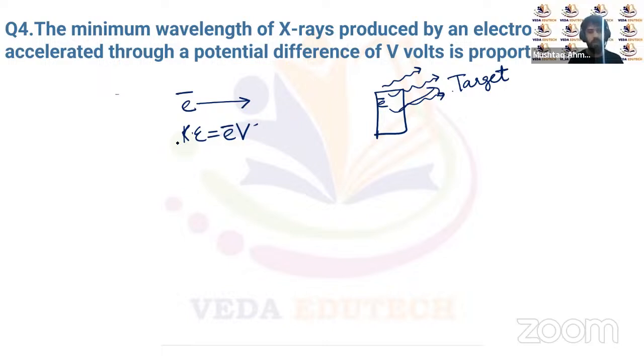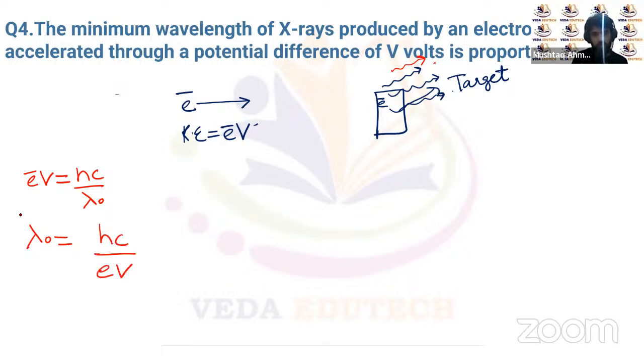Now, the minimum wavelength, or we can say the maximum energy of the X-rays, is possible only when the whole of the kinetic energy of the electron gets converted into radiation. If the whole of this kinetic energy gets converted into radiation, the energy of this radiation will be hc upon lambda. Let's suppose lambda naught is the wavelength of the X-ray radiation. So the minimum wavelength that can be there is hc upon eV, hc upon eV.